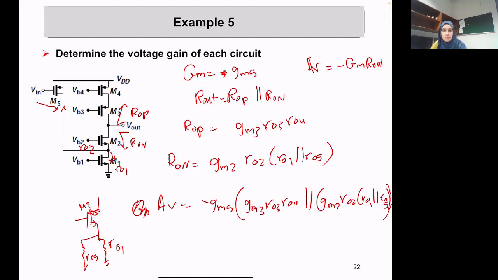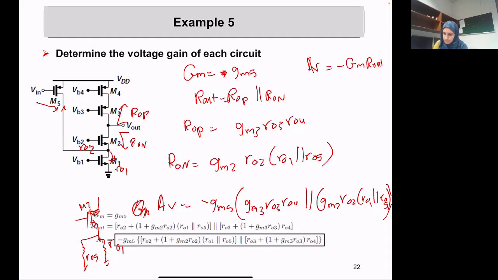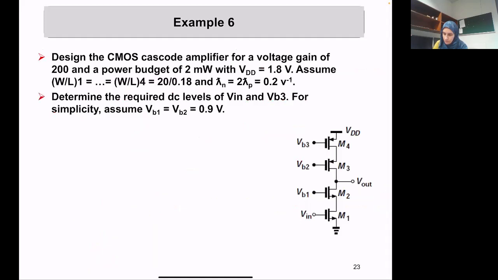Any question on this? Are you following with me? Fine, clear? Okay, now this is the last example that we are going to talk about today.